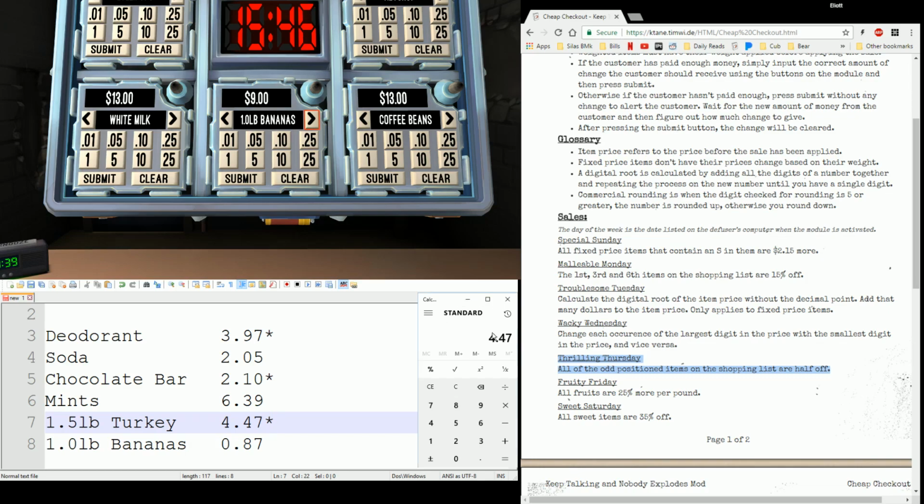So for each of these, we're now going to need to figure out what half of this total is. So $3.97, half of that is $1.985. We do need to round, so that becomes $1.99. $2.10, half of that is $1.05.